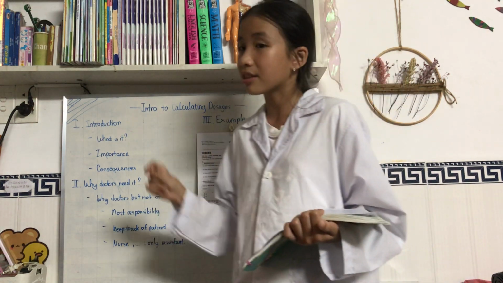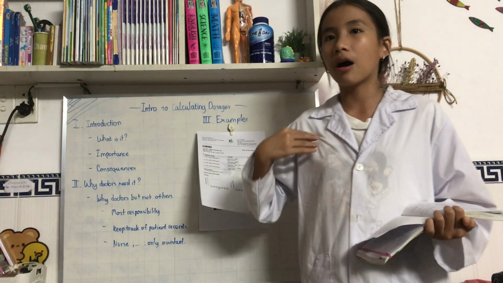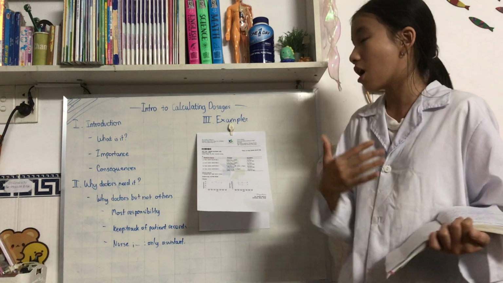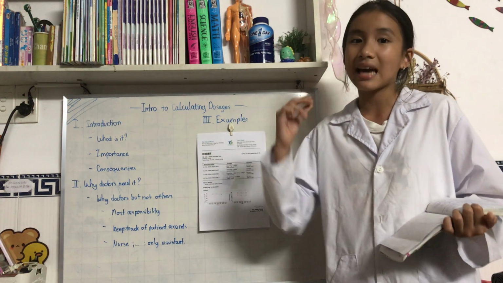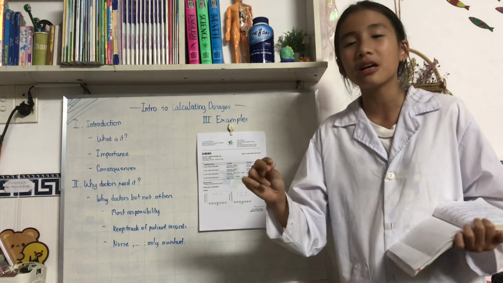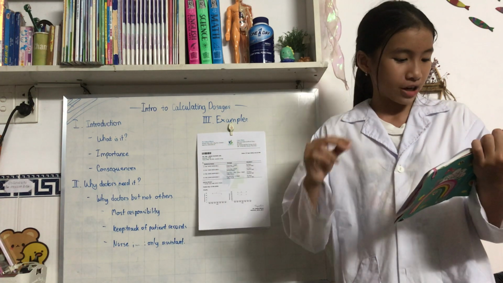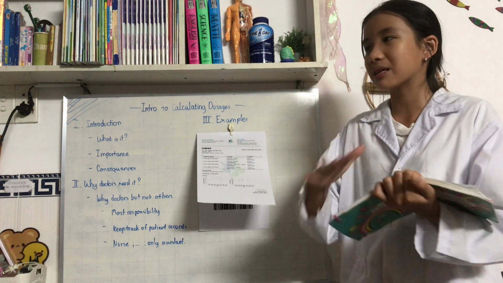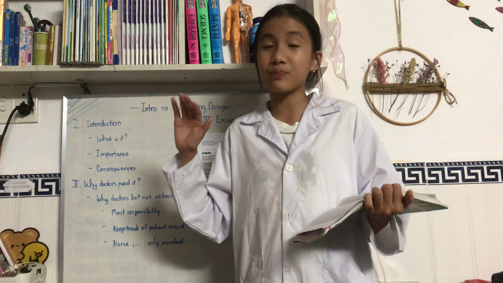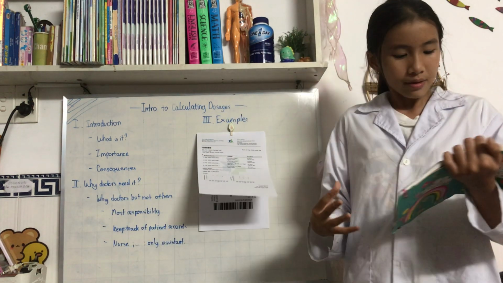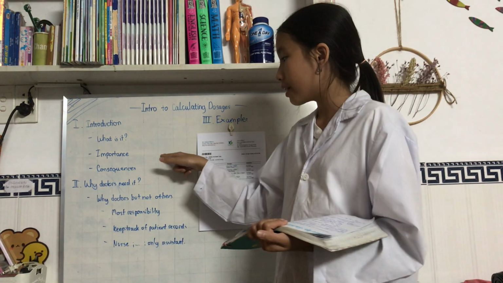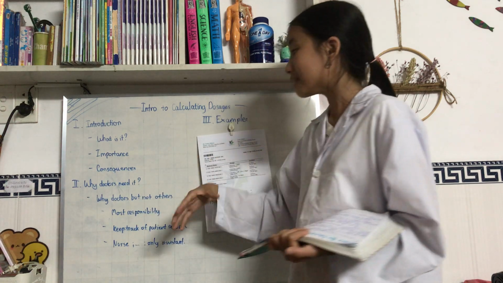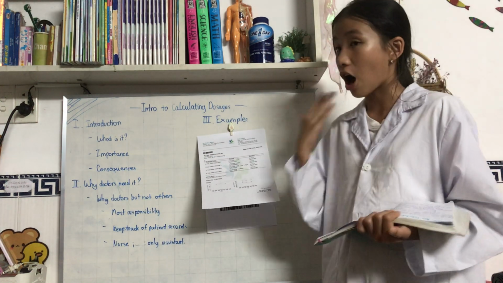Therefore, we have to check their medical records, the medical factors of their body, so that we can calculate the perfect and right amount of drugs for their patient. And it can't be the same amount for all of the people they treat. And that is why doctors need to calculate drugs but not others.